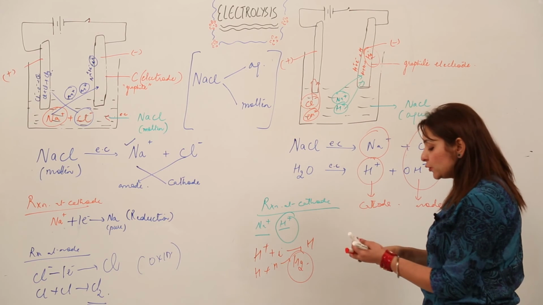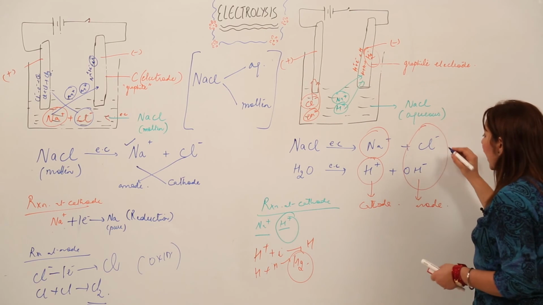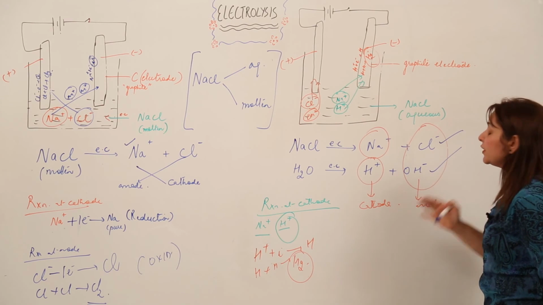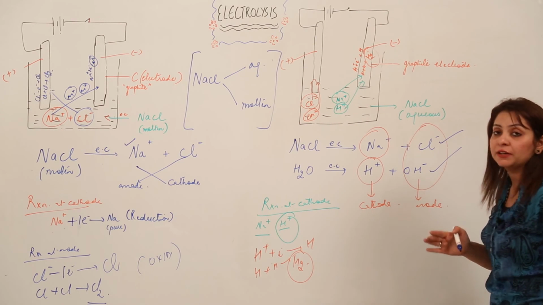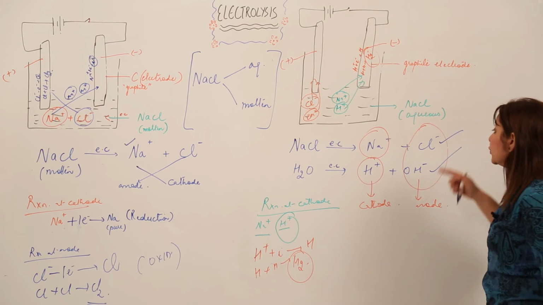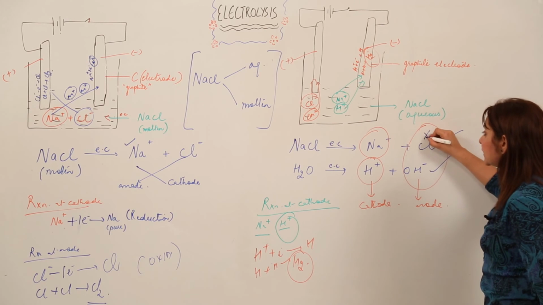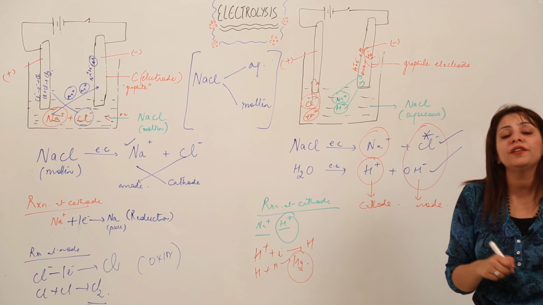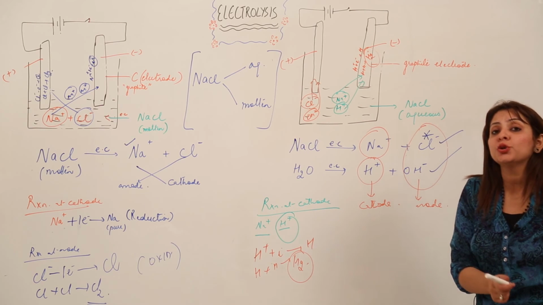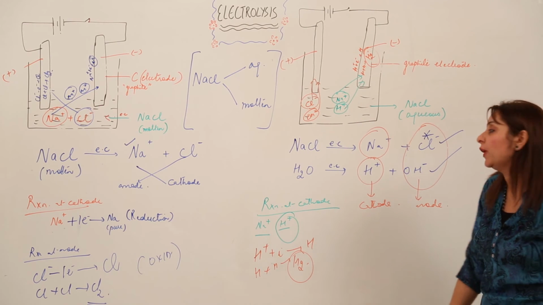And what reaction do we observe at the anode? As I have told you, these two ions move to the anode, and out of them, which has the lower reduction potential? The chloride ion has the lower reduction potential. So out of these two ions, which is going to show the oxidation? Obviously, it is the chloride ion.